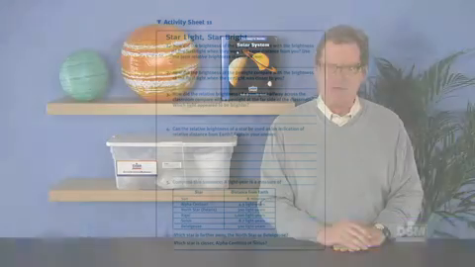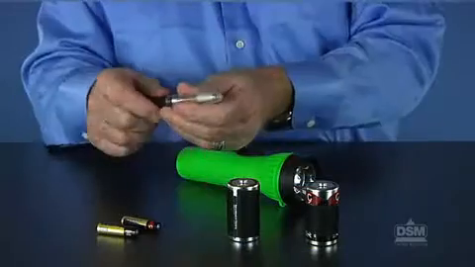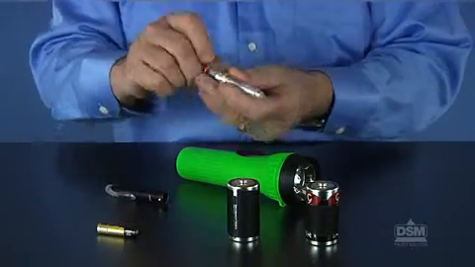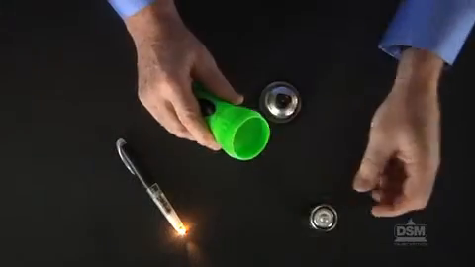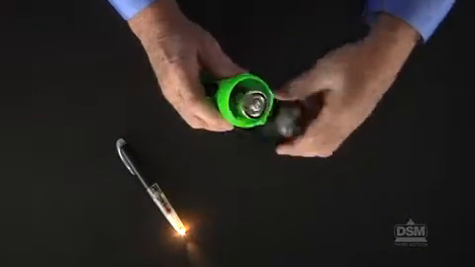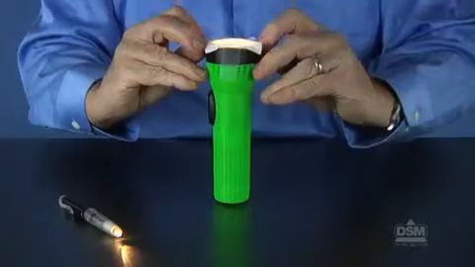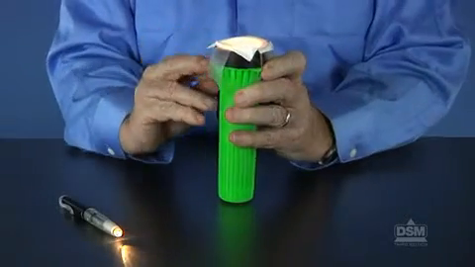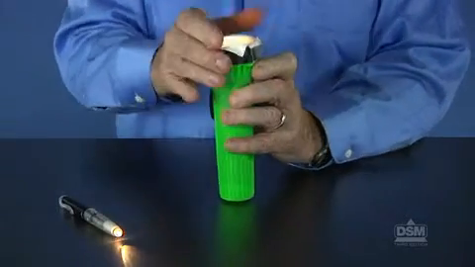To prepare for the activity, make a copy of Activity Sheet 11 for each student. Then insert 2 AA-size batteries into each pen light and 2 D-size batteries into each flashlight. Finally, cut small pieces of white paper and tape them over the face of each pen light and flashlight.